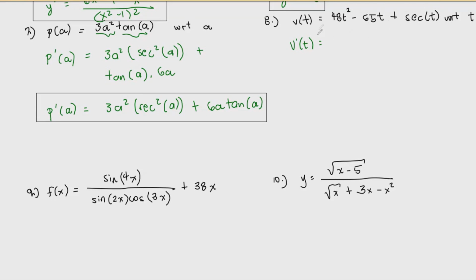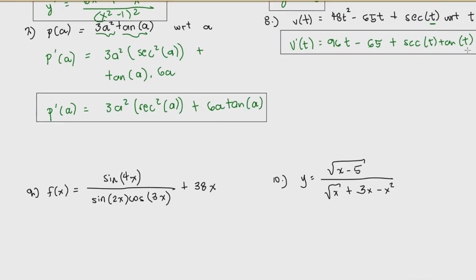So the derivative of this would be, this is just the power rule, so 48 times 2, I think that is 96, and then t, so we subtract 1 from the exponent. Then this one is just 65, we drop t as 1. And this one is a trigonometric form, so remember the derivative of that is secant and then tangent. So secant tangent of whatever is inside, and then you differentiate what is inside, that should be 1, so I won't be writing it. So that is the answer for number 8.